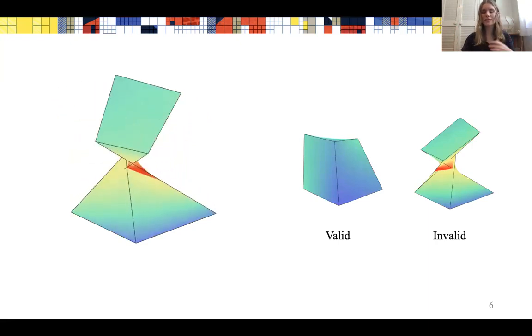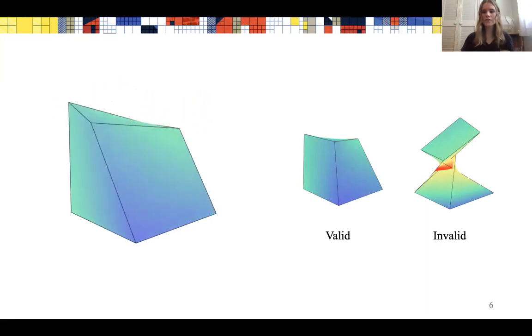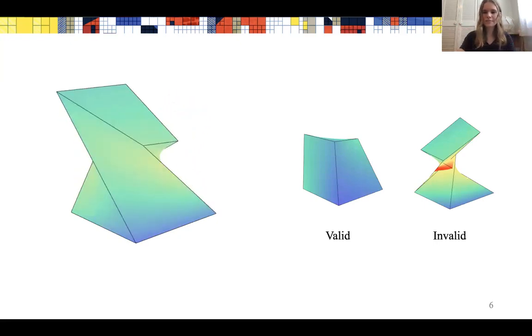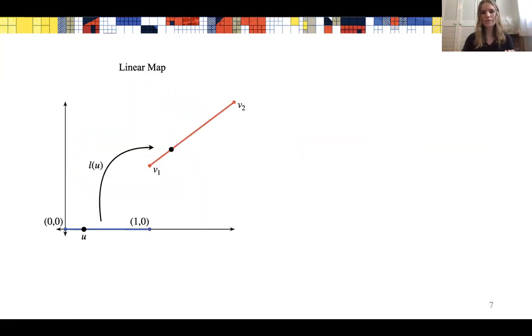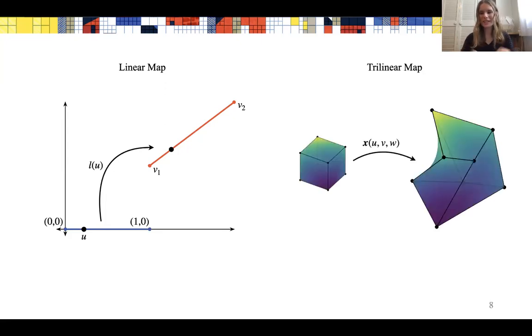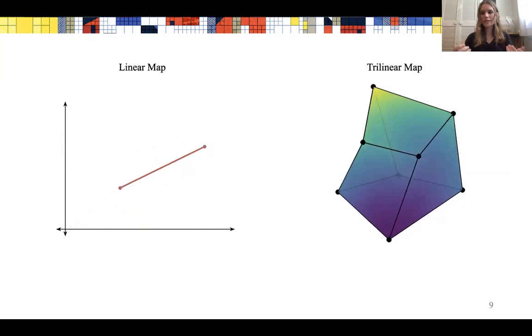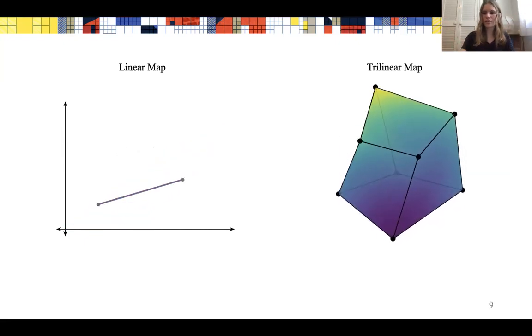And to be able to actually find the region where it's self-intersecting, we first need to talk about how we represent a hex. If you think about the 1D analog here, one way to represent a line segment is as a linear map from the region from 0 to 1 onto this line segment. And similarly, we can define a hex element as a trilinear map from the unit cube onto the hex. And notice that the trilinear map has linear edges, bilinear faces that are curved, and a trilinear interior.